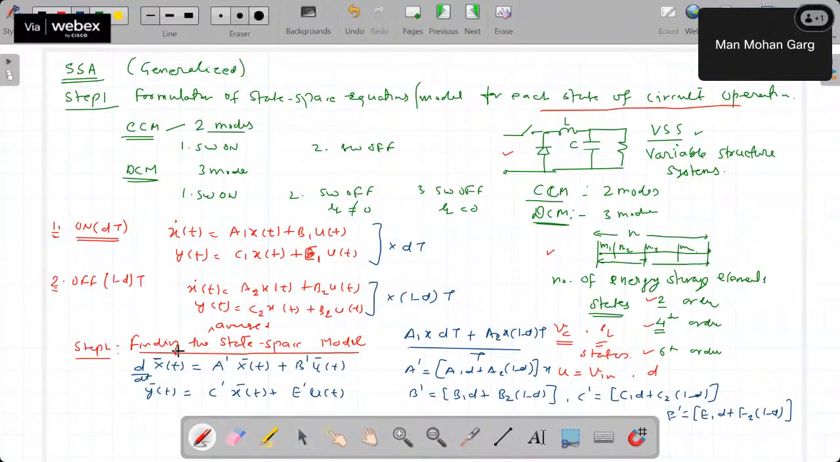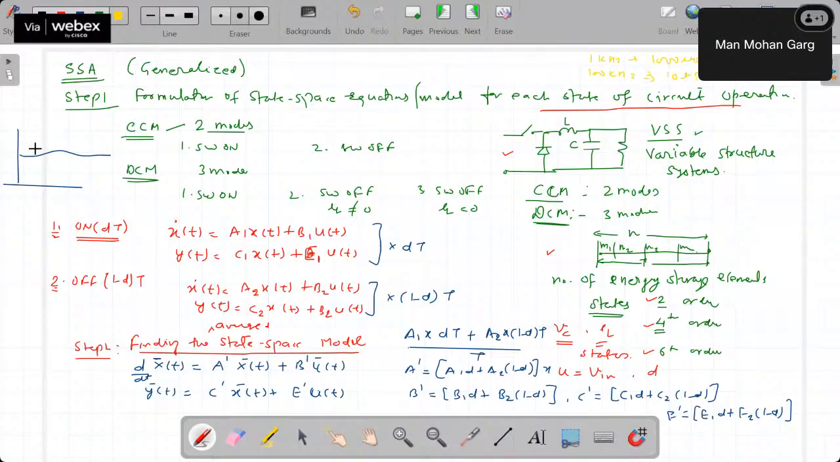Now this bar symbol represents just averaging of the equation. And how does it actually work? Let's say this is the dynamics of the converter, varying with time, and this time period depends upon the switching cycle. If the switching frequency is 1 kilohertz, then it's 1 millisecond or 1000 microseconds. If the switching frequency is 10 kilohertz, then this will be 100 microseconds.